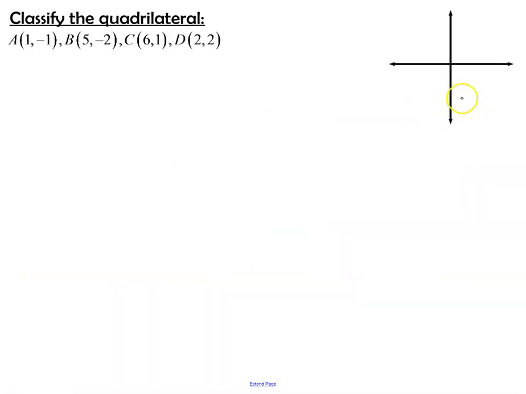So given these 4 coordinates, let's go ahead and classify the quadrilateral. The first thing I'm going to do is use this x and y axis just to help me sketch my quadrilateral. So here's point A, (1, -1), and then point B is about (5, -2), and then point C is (6, 1), so I'm going to put that about here, and then D is going to be (2, 2).